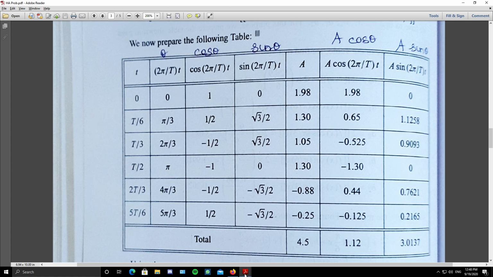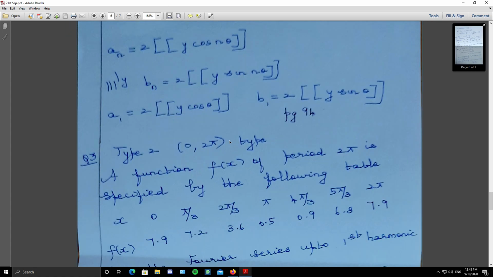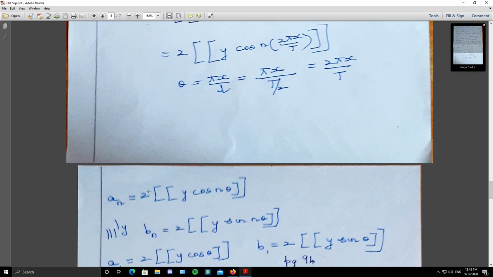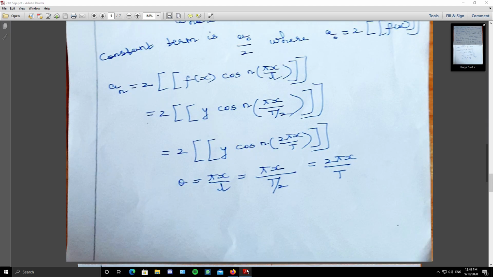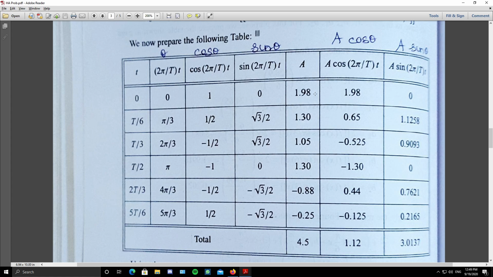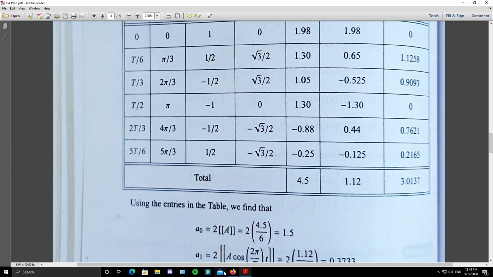You need only the first harmonic. It is enough if you find a1, b1, that is y cos theta, y sin theta, and a0. That is why in the table, this is for a0, this is for a1, this is for b1. Capital A or small y, you can write both the notations. So what is a0? 2 times the mean of A.